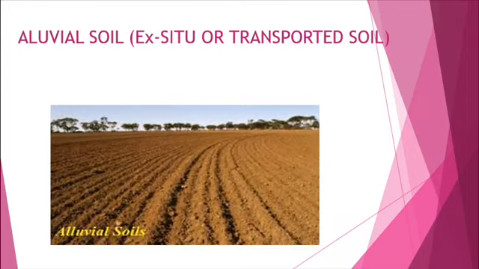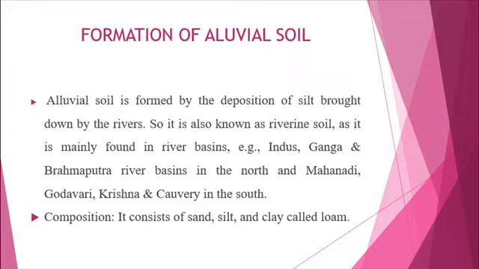How is alluvial soil formed? Alluvial soil is formed by the deposition of silt brought down by the rivers. So it is also known as riverine soil, as the deposition is brought down by the rivers, as it is mainly found in the river basins.